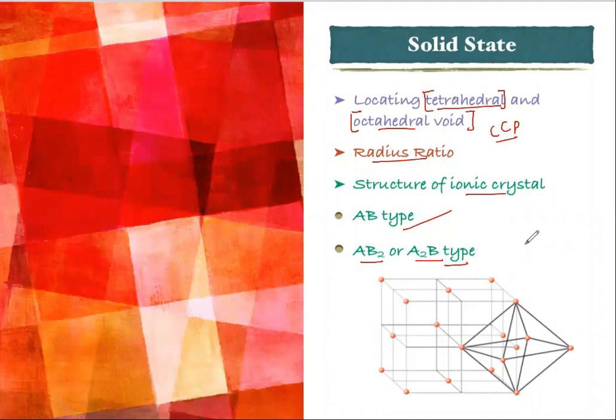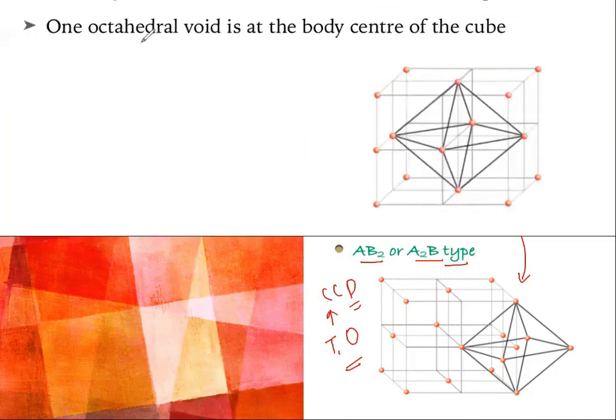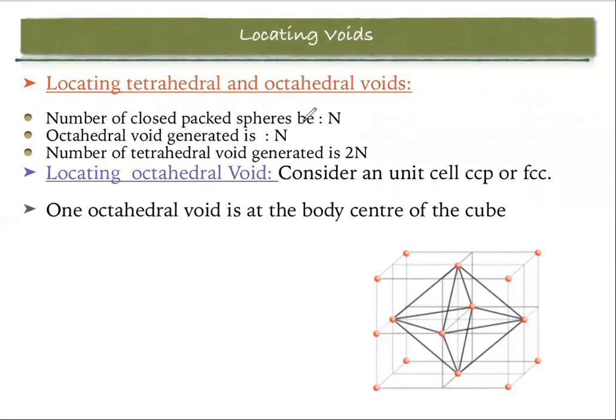Here is a picture that shows the presence of an octahedral void in CCP. In the further slides, we will discuss in detail where the positions of tetrahedral voids and octahedral voids are in CCP. So without a doubt, let's start. Now, understand from the basics. As we have discussed, there are two types of voids present. One is the tetrahedral void, another is the octahedral void.